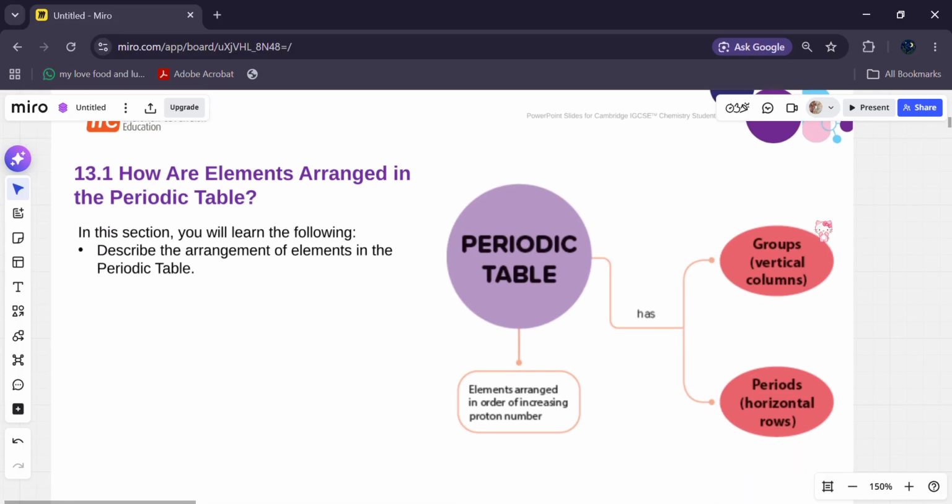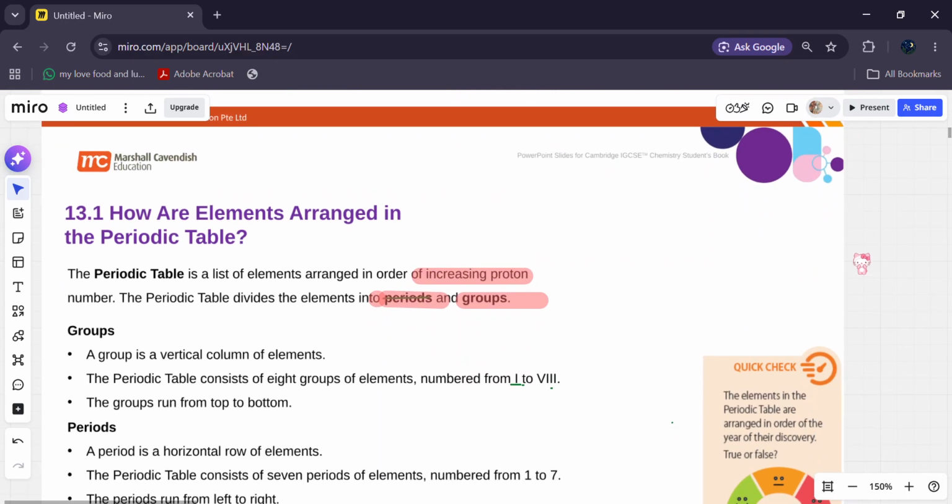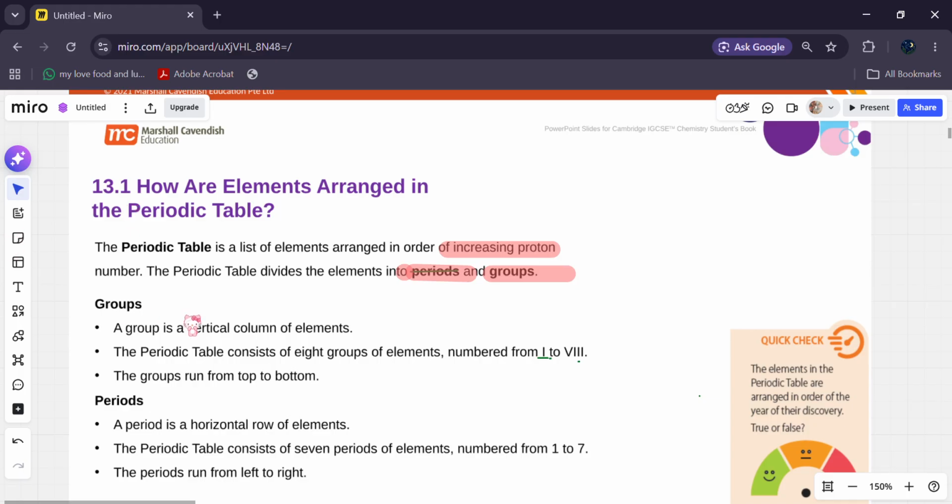Section 13.1 is how elements are arranged in the periodic table. The periodic table has two things, groups and periods. But what you should know is, what is a periodic table? The periodic table is a list of elements arranged in order of increasing proton number. The periodic table divides the elements into periods and groups. A period is a horizontal row of elements, while a group is a vertical column of elements.